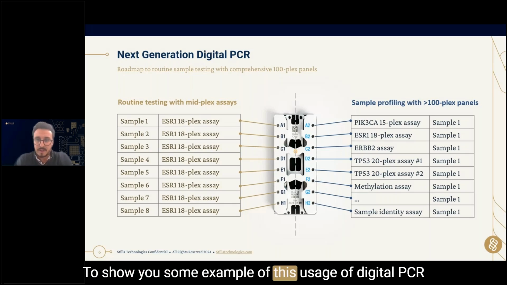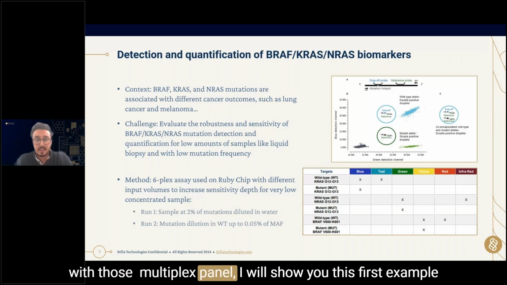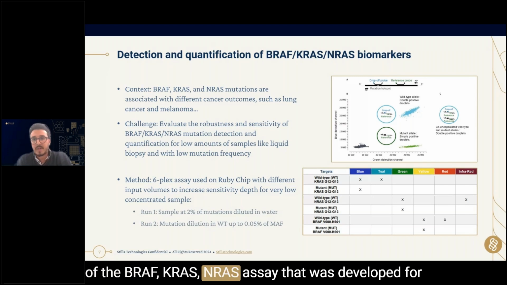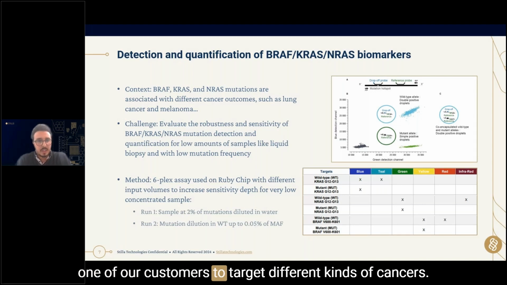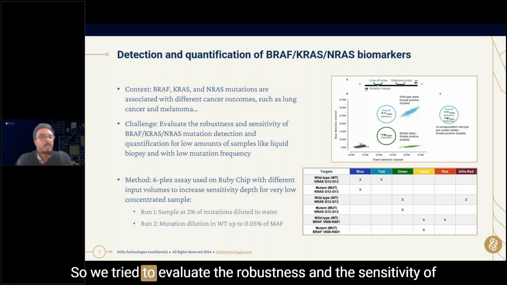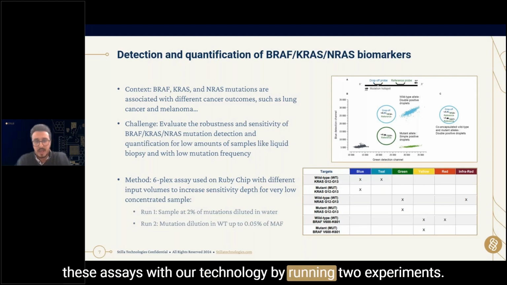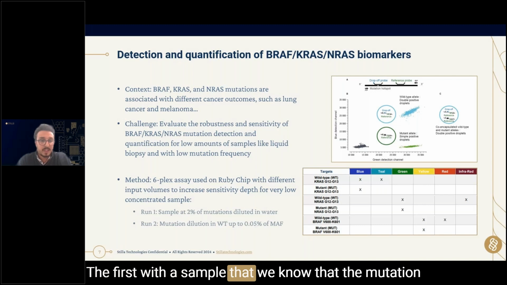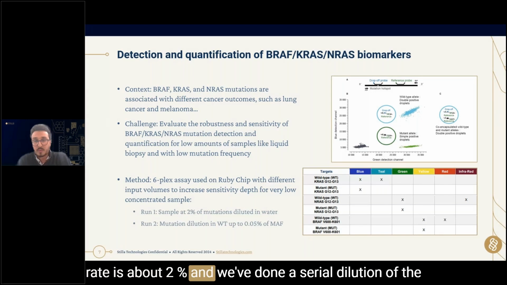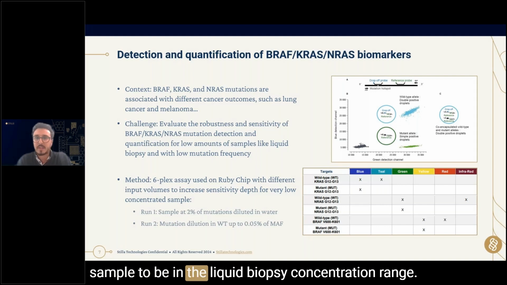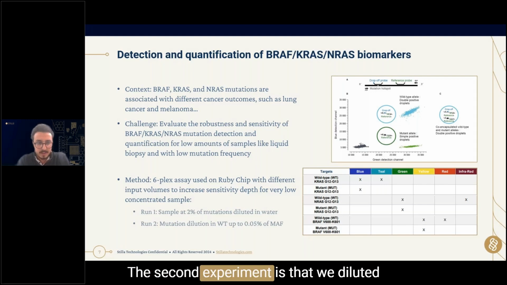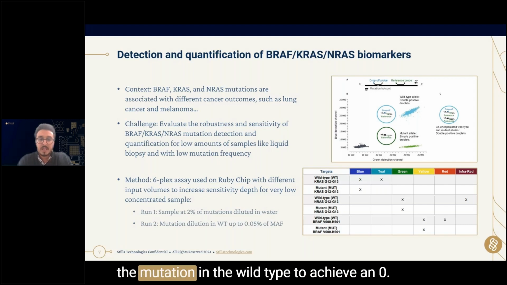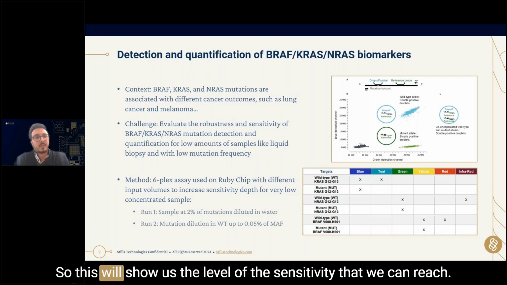To show you some examples of this usage of digital PCR with multiplex panels, I will show you this first example of the BRAF, KRAS, NRAS assay that was developed for one of our customers to target different kinds of cancers. So we tried to evaluate the robustness and the sensitivity of this assay with our technology by running two experiments. The first with a sample where we know the mutation rate is about 2%, and we did a serial dilution of the sample to be in the liquid biopsy concentration range. The second experiment is that we diluted the mutation in the wild type to achieve 0.05% mutation frequency. So this will show us the level of sensitivity that we can reach.